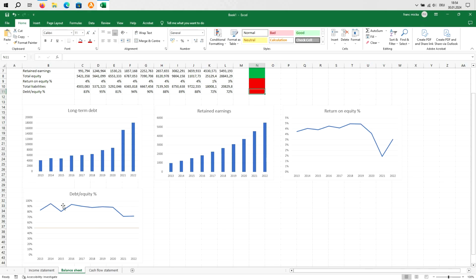But as you can see, the total debt to equity ratio is going lower and lower, which means that they have less debt right now than they had in previous years. It's a great sign, but still we are not happy with that, yeah?